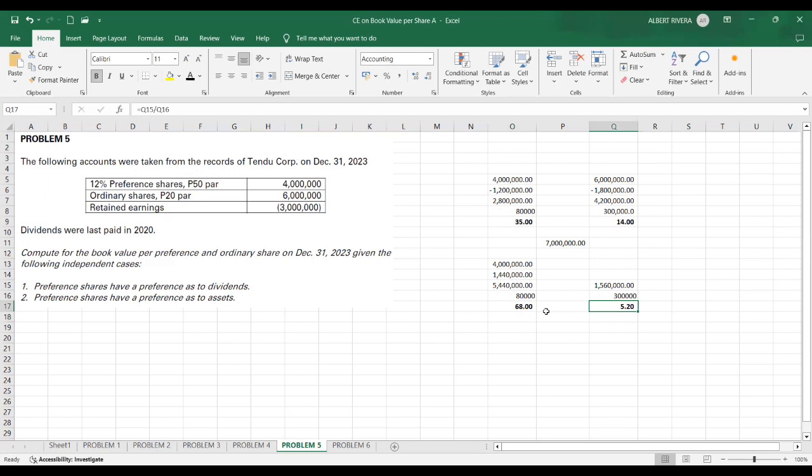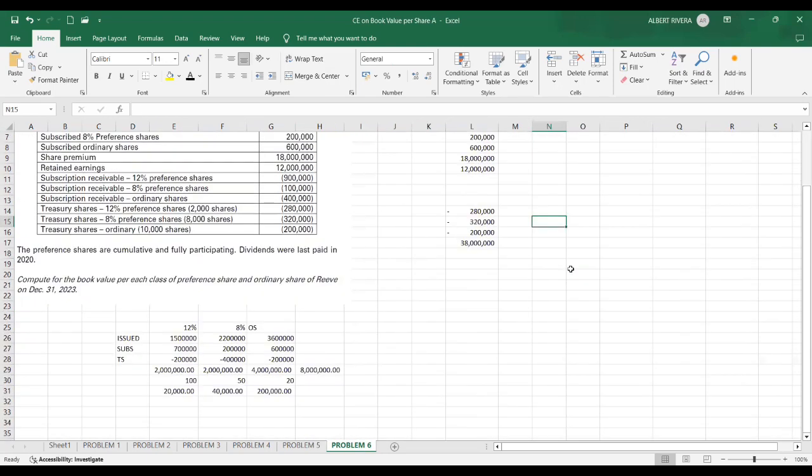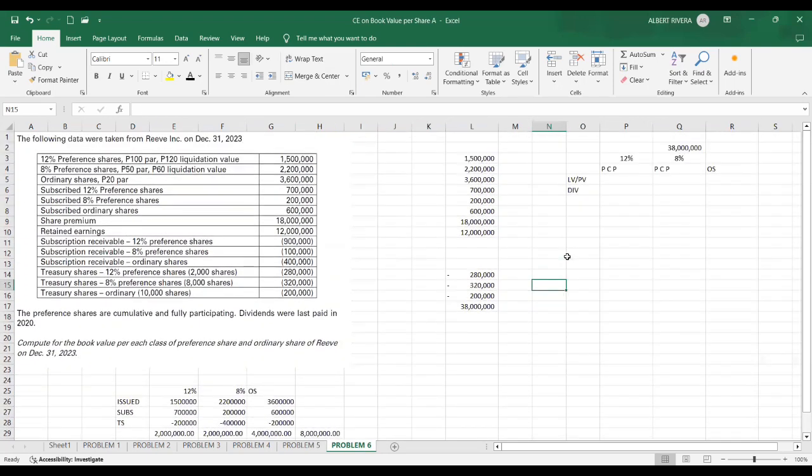Okay? That is problem 5. Bihira ng problem na yan. Usually, ito yung ginagamit. Preference shares have a preference as to dividends. Okay? Let's move to problem 6. Ito, so problem 6 tayo.